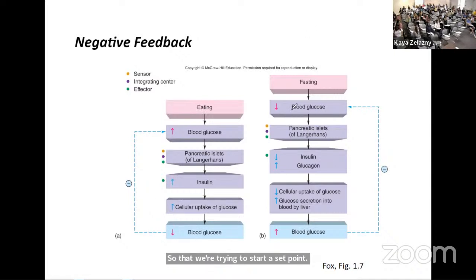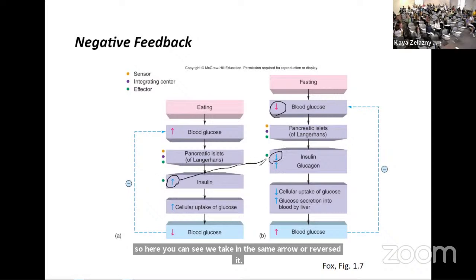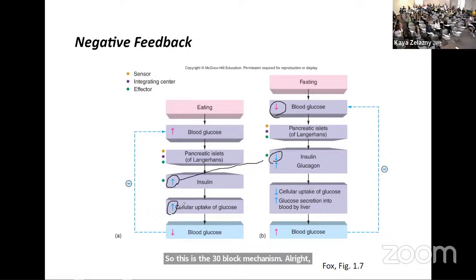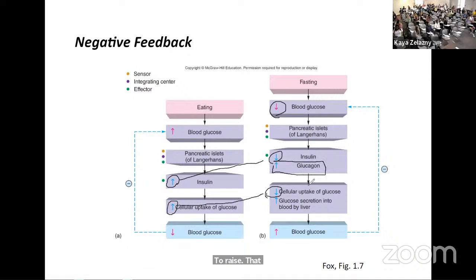Or if we drop too far, we come over here and follow through what happens when we see a drop in blood glucose. So here you can see we've taken this same arrow but reversed it. So this is that turning off mechanism. All right, so we've reversed this arrow as well. But because systems are complex, we actually have a second system that comes into play to raise that blood sugar, which is a second hormone, glucagon. And it affects the liver and tells the liver to put some more glucose into the blood.